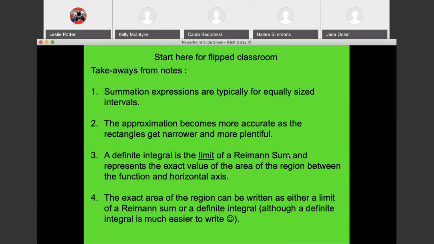It would be nice if that space were geometric, because then we wouldn't need calculus at all. But life is not that nice on occasion. We'll get to that a little later on in the unit. The exact area of the region can be written as either a limit of the Riemann sum or a definite integral, although writing it as a definite integral is much easier.